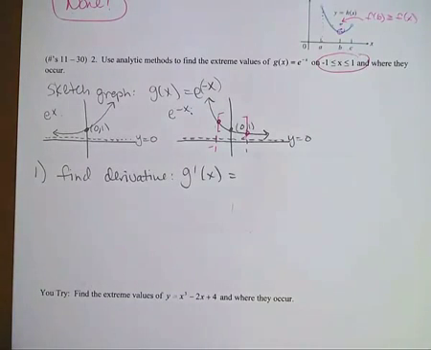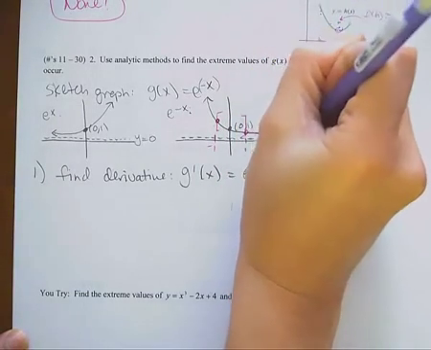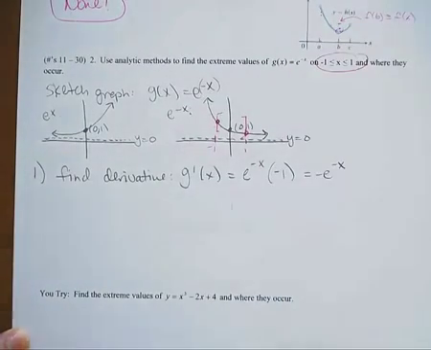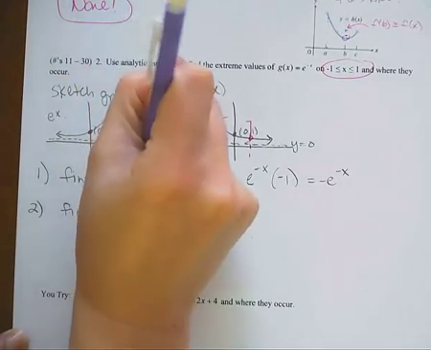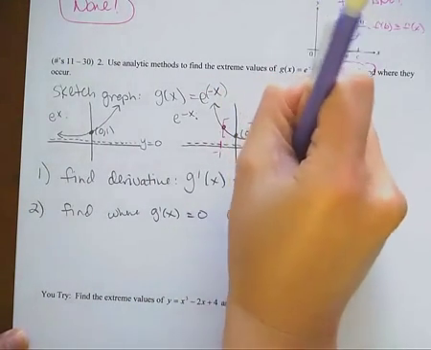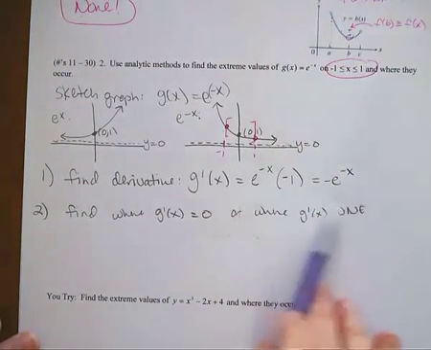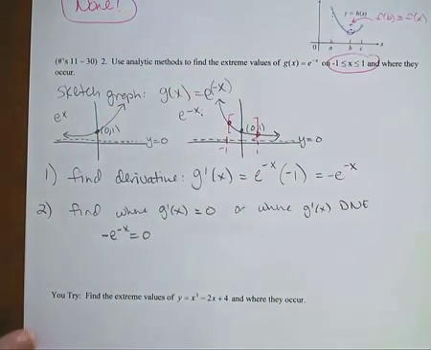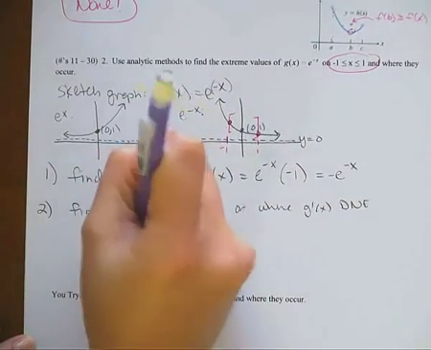So I'm going to use chain rule here, and I have an e to the blob. So the derivative of that would be e to the blob times the derivative of the blob, which is -1. So it's negative e to the negative x. In step 2, I'd like you to find where that derivative is either equal to 0 or is undefined. So I'm going to basically take my derivative and then set it equal to 0. And then if you recall, a base raised to a negative exponent, you basically take the reciprocal of that.